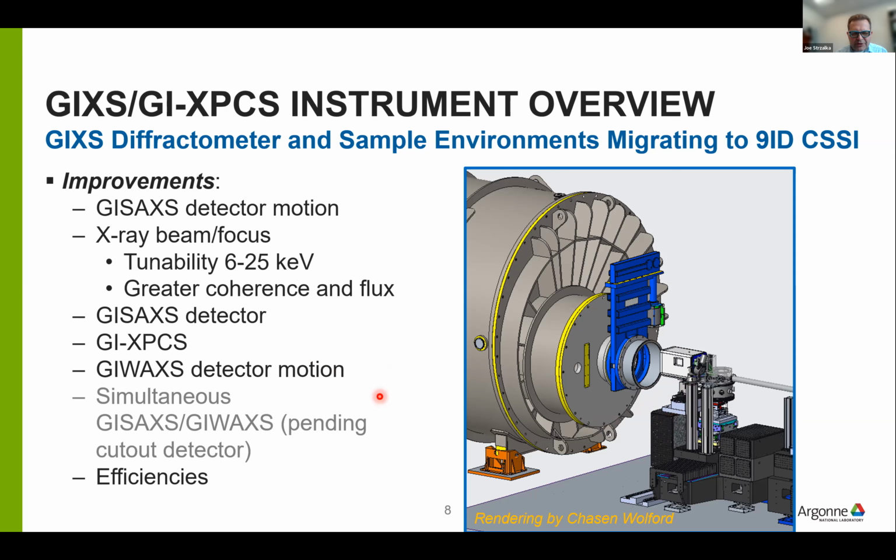And not part of the scope on day one, but already requested through a major item of equipment request, is a new cutout detector so that we can enable simultaneous GISAXS, GIWAXS, but the infrastructure for moving the detector around will already be compatible with that on day one. And I'll also tell you about some new efficiencies we're introducing at the beamline that we hope will help everybody really make the most use out of this new instrument.